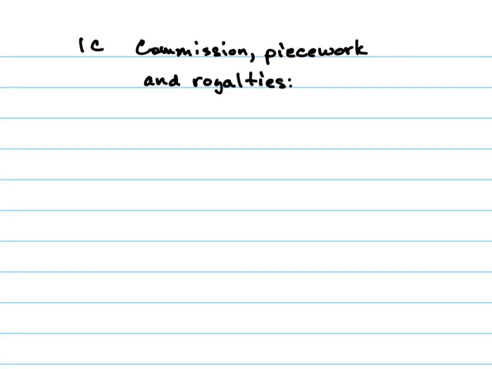Hello, gentlemen. Today we're going to continue our look at different ways in which you can earn money and how you would be paid for certain things that you do. And we're going to look today at what's called commission, piecework, and royalties. All of these are different ways in which we are earning money from things that you've done. Okay? And we're going to talk first about commission.